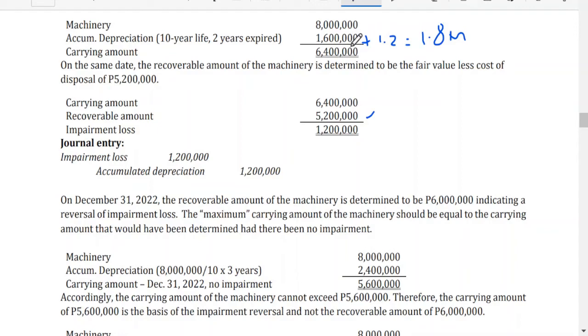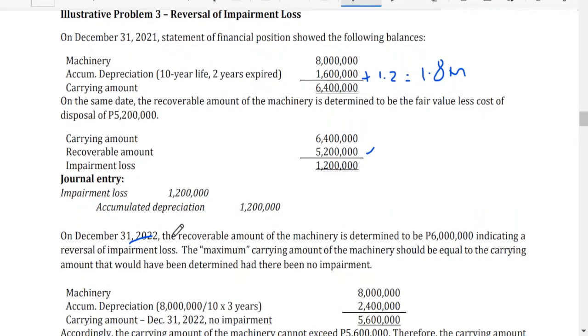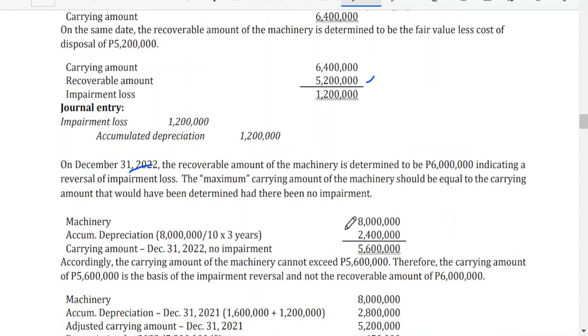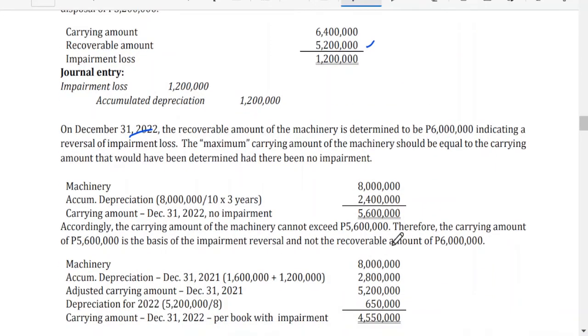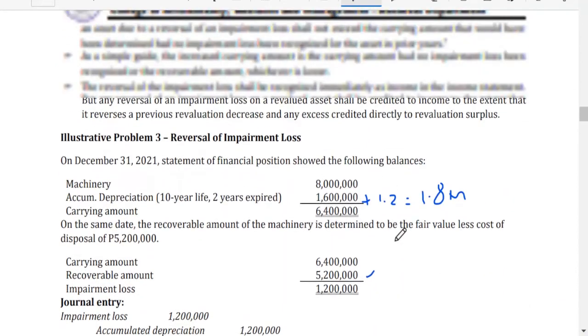So therefore, 8 million divided by 10 years times 3 years. It will be depreciated from day 1 until the present date, which is December 31, 2022. As of December 31, 2021, 2 years have expired, plus 2022, then that would be 3 years. So, without impairment, the carrying amount would have been 5,600,000.